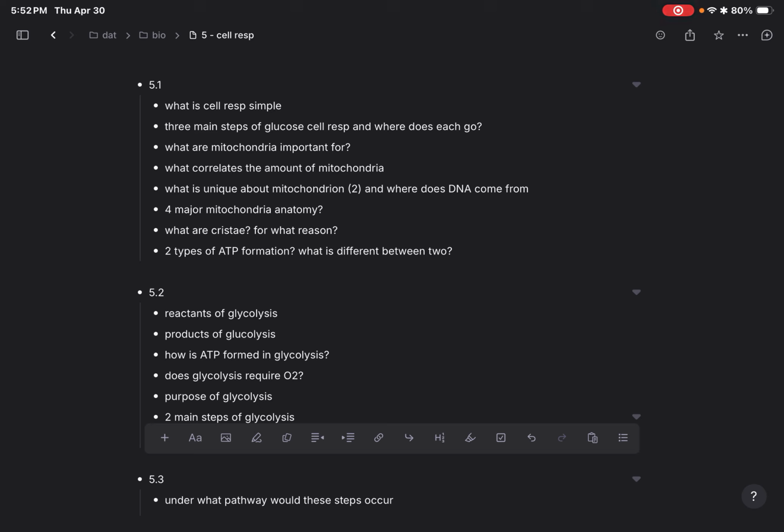The second step is the Krebs cycle. That's where pyruvate is used and undergoes decarboxylation, and then we get acetyl-CoA. Acetyl-CoA goes in with oxaloacetate to form citrate, and then it goes through the citric acid or Krebs cycle. The main function of that one is to produce NADH and FADH2, just electron carriers.